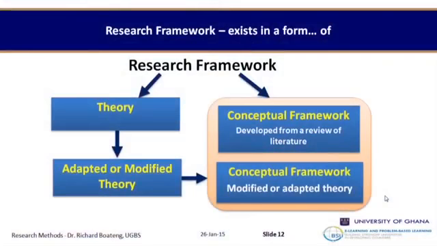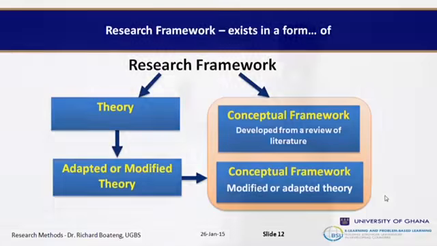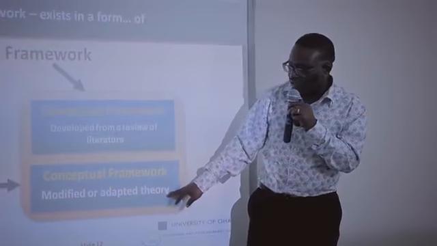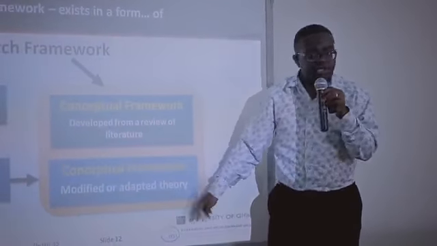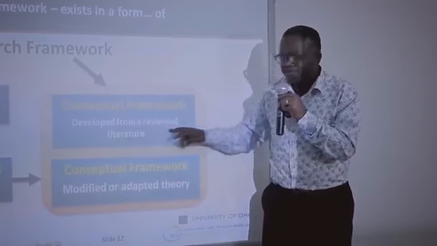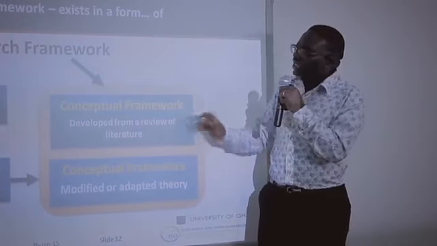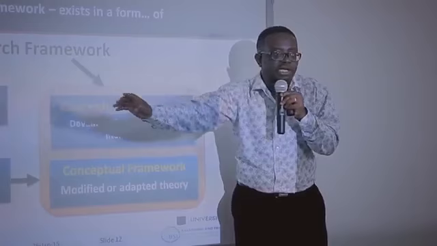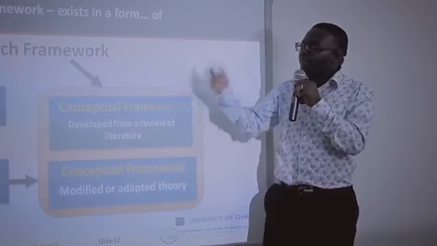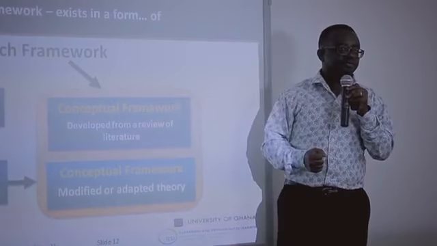Theories will look at observed relationships among a particular set of factors to predict or explain something. But sometimes we can pick a theory, adapt it, and modify it. And by the time we modify it, now it looks like something different. So it now becomes conceptual, either from a modified theory or from a review of literature. So you can either have a conceptual framework or a theoretical framework for your research. But both of them form your research framework.